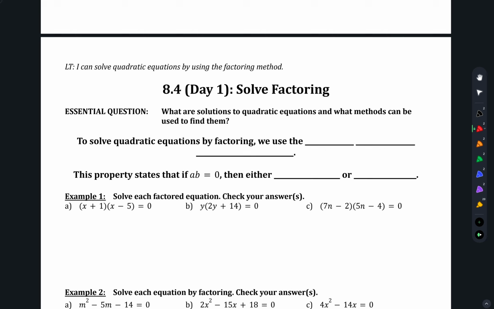So for 8.4, we finally come back to factoring. We've been preparing you for this for quite some time now. We're going to come back to it. We're going to talk about what solutions to quadratic equations are, and then how we can use factoring to find those solutions. So I just want to reflect on what we did on Monday, right?